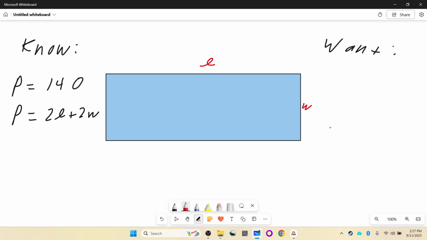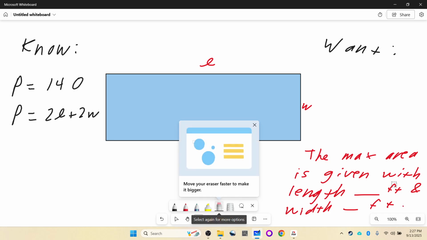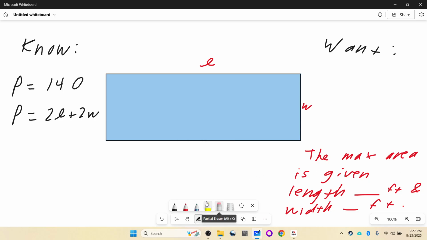I want the max area is given with length blank feet and width blank feet. Given by, maybe given by. I'm not sure about the vocab. I think that sounds better. Yeah, with word problems, I like to go ahead and write the answer first and just put in a blank so that I can keep track of where I'm going.